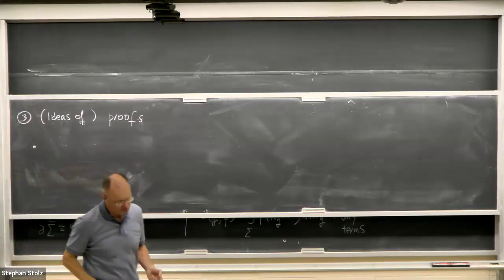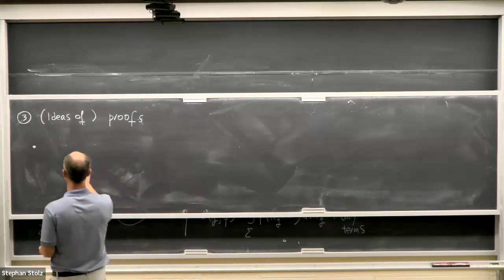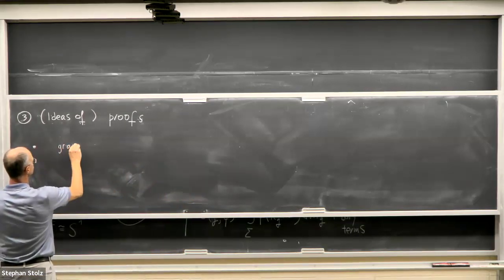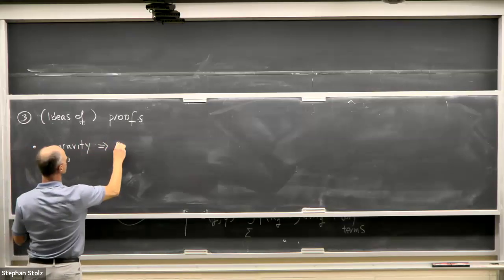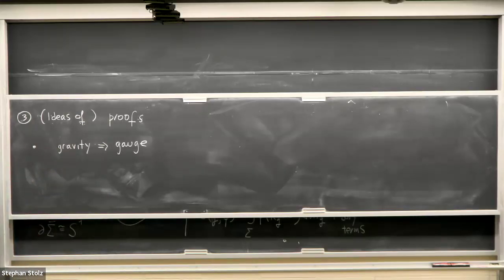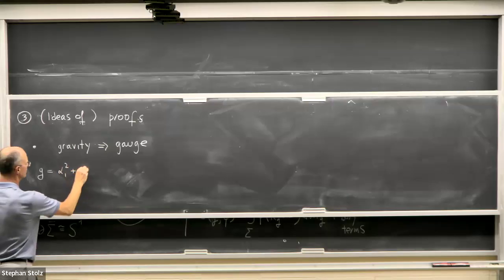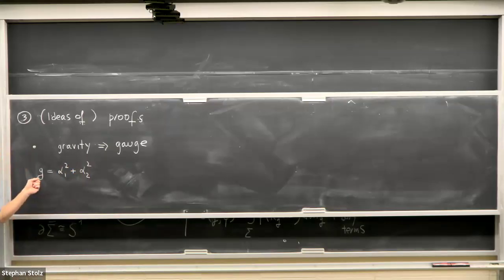So there are like 3 or 4 steps, maybe 4 steps, one can say. And the first step is a relatively standard move, how you pass from studying metrics to studying connections. And that you do using Cartan's moving frame theorem. So suppose I write my metric using some orthonormal coframe, alpha 1, alpha 2. So G is alpha 1 squared plus alpha 2 squared.